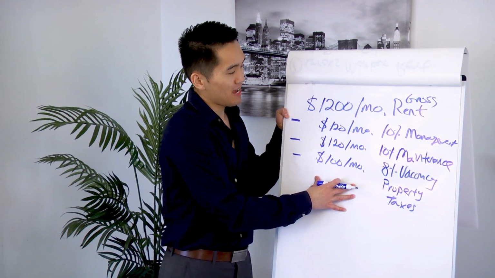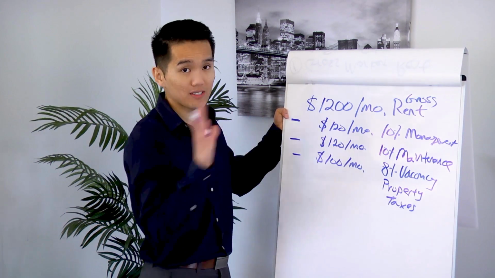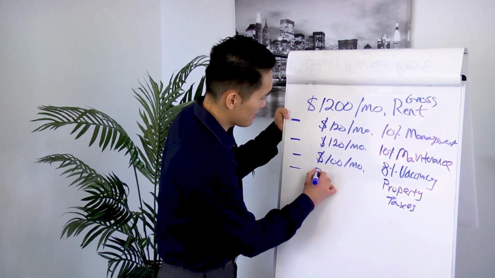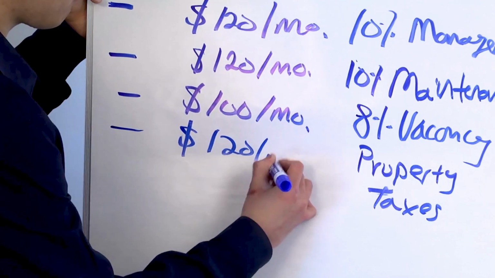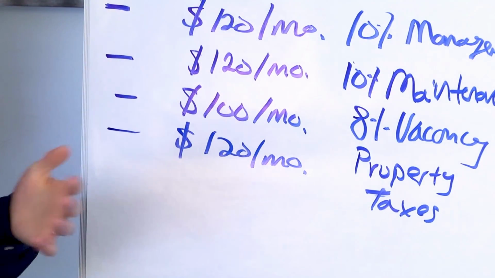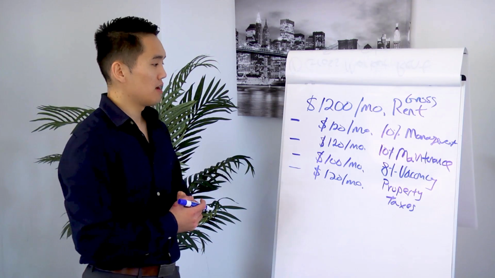So let's say the property taxes for this given property, I'm just going to round it up, okay, and say it's $120 a month, okay? That's going to be our property taxes for this given rental unit.